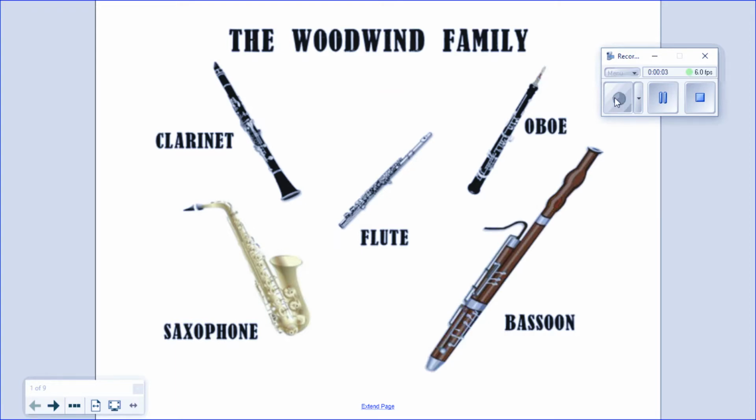Today we're going to talk about the woodwind family or the woodwind section. Here are some examples of woodwind instruments. We have the flute, clarinet, the oboe, the bassoon, and even though the saxophone's not always found in the orchestra, it is a woodwind instrument.